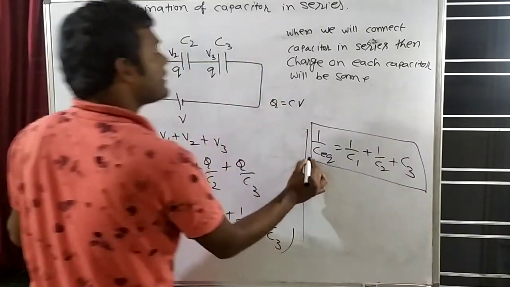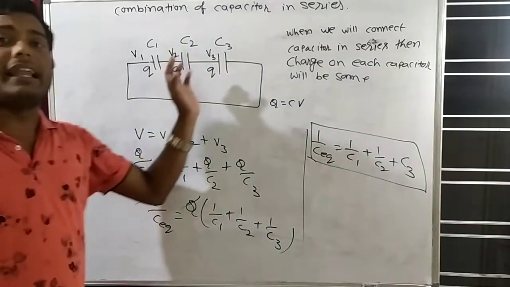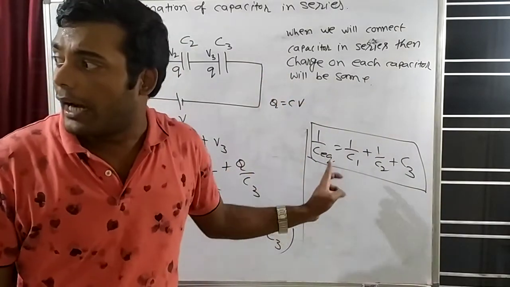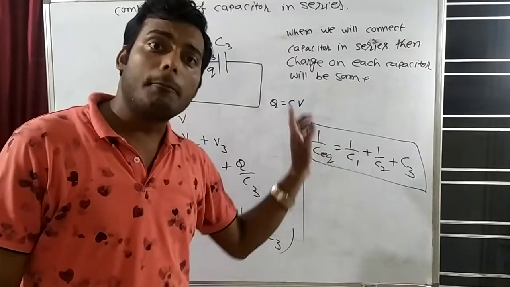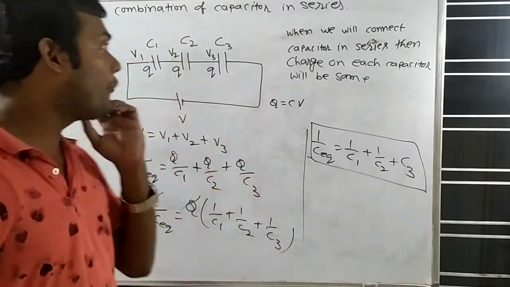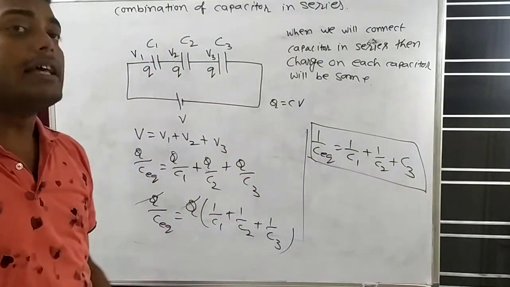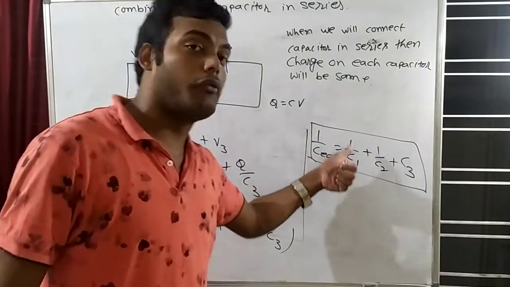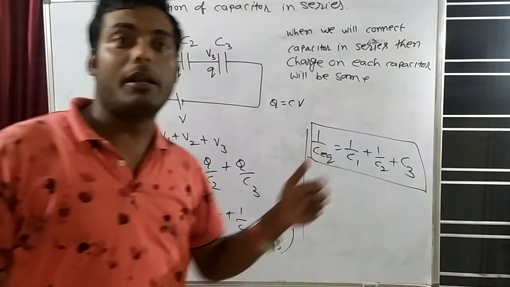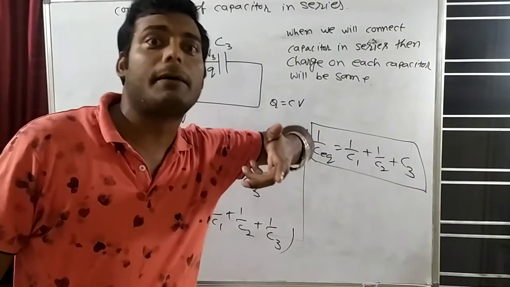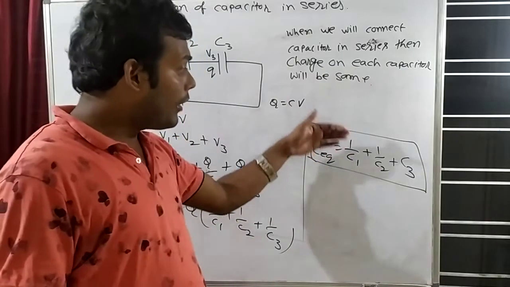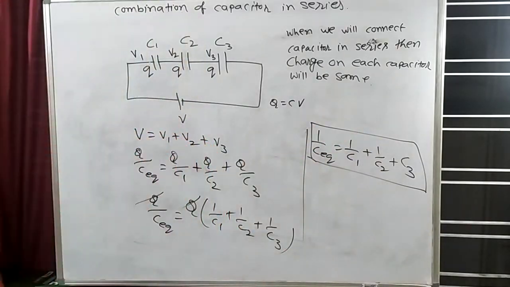Here you have to understand one thing: when we connect resistances in series, the equivalent resistance formula was R equivalent is equal to R1 plus R2 plus R3. But when we connect capacitors in series, the formula is different. 1 by C equivalent is equal to 1 by C1 plus 1 by C2 plus 1 by C3. So it is the opposite of the resistance formula. There you directly sum R1 plus R2 plus R3. But here 1 by C equivalent is equal to 1 by C1 plus 1 by C2 plus 1 by C3. Is it clear?